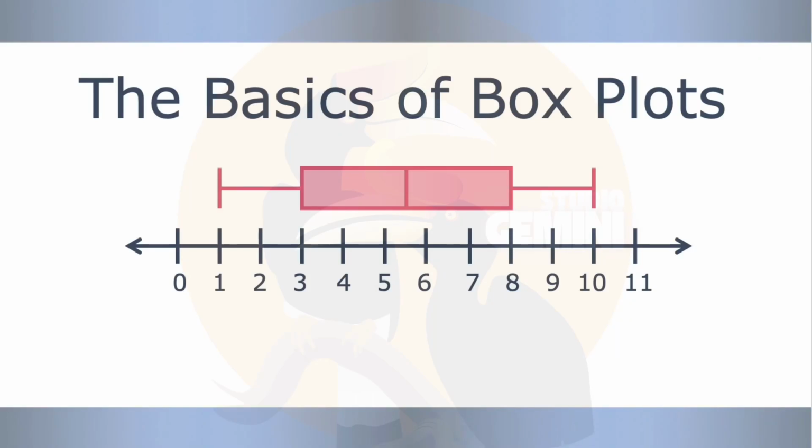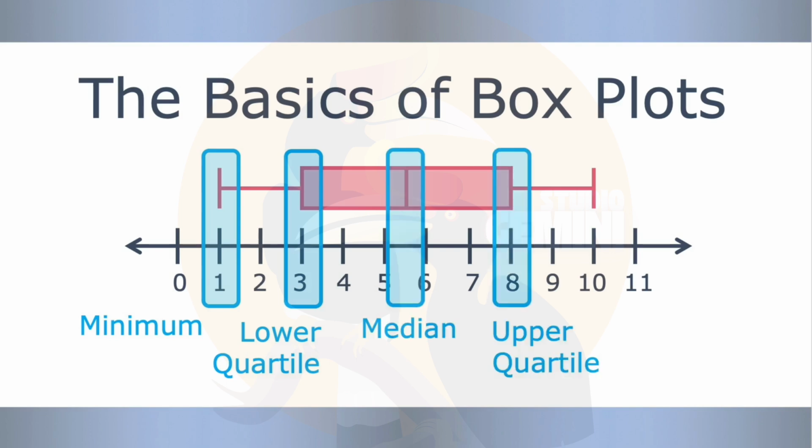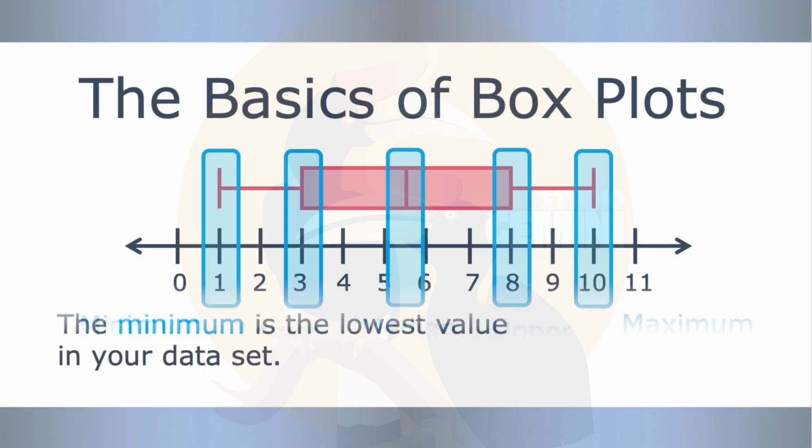A box plot is a way of visualizing a data set. It shows 5 important values for your data set: the minimum, the lower quartile, the median, the upper quartile, and the maximum. Let's take a closer look at each of those terms.